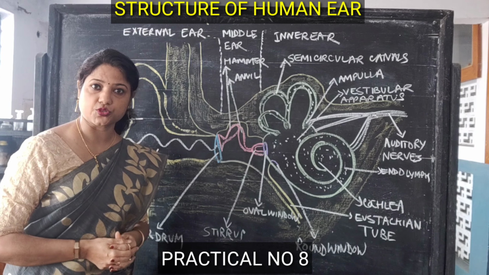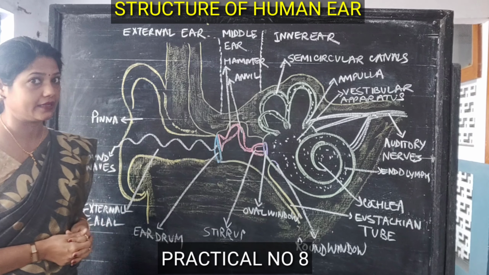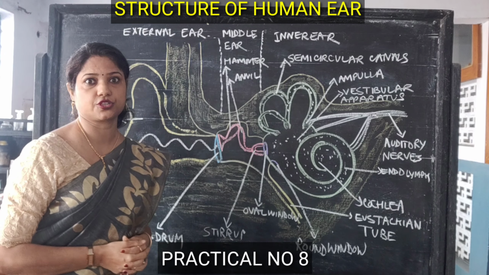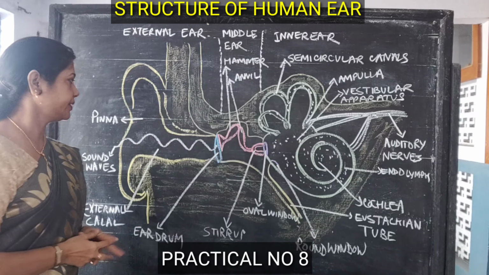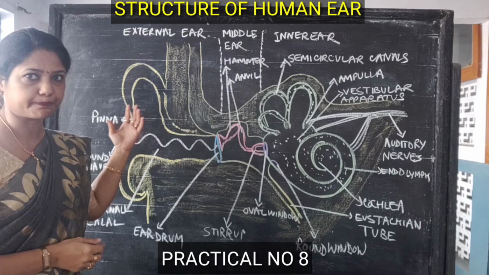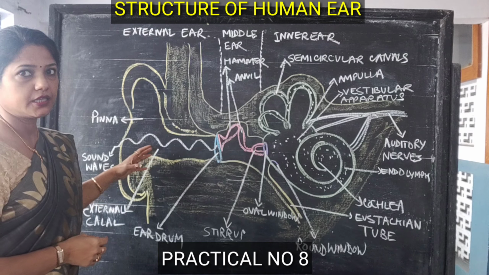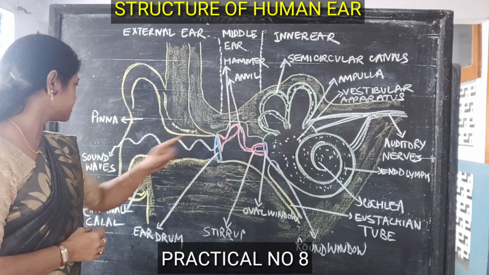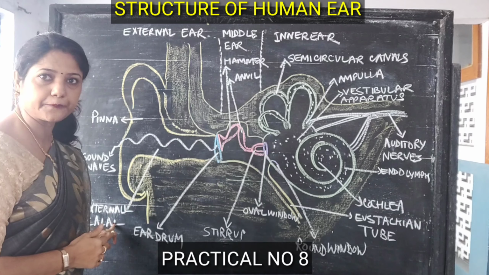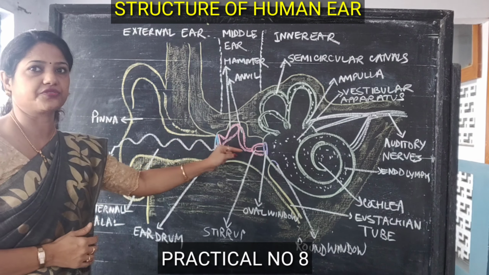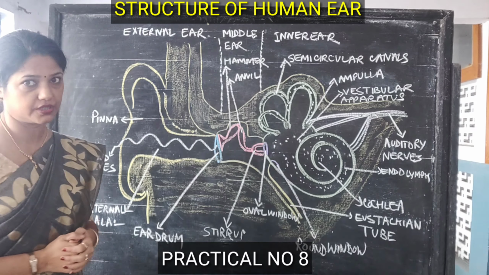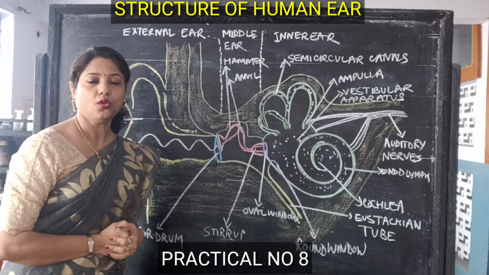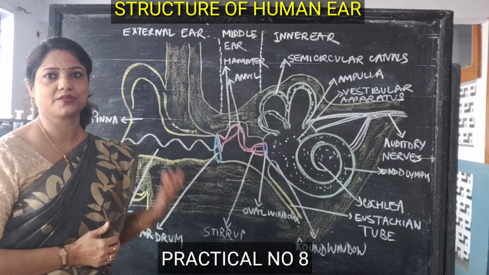Children, the ear mainly performs two functions: hearing and maintaining balance of the body. Let us see first how the ear performs the function of hearing. When the sound wave comes in front of the ear, the pinna collects the sound waves and directs them towards the external canal. The sound waves then reach the membranous structure called the eardrum. So the sound wave hits the eardrum, and the eardrum starts vibrating.